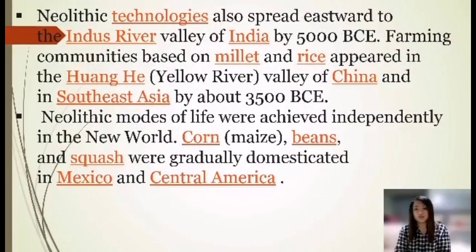Neolithic technologies also spread eastward to the Indus River Valley of India by 5000 BCE. Farming communities based on millet and rice appeared in the Huanghe Yellow River Valley of China in Southeast Asia by about 3500 BCE. Neolithic modes of life were achieved independently in the New World. Corn, maize, beans, and squash were gradually domesticated in Mexico and Central America.